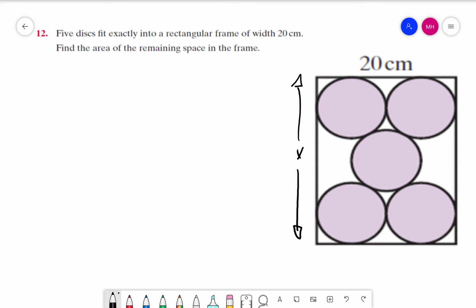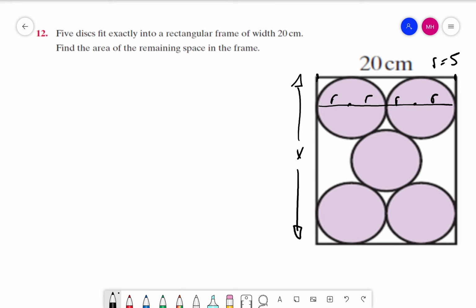If this here is 20, then we know that this line represents the radius again, another radius, and another radius. So 4 radiuses into 20 would give you 5. So r is equal to 5.